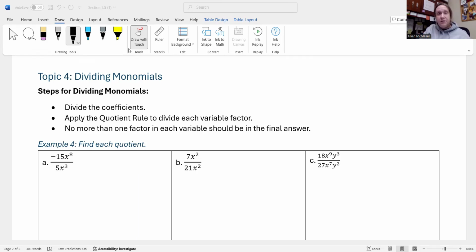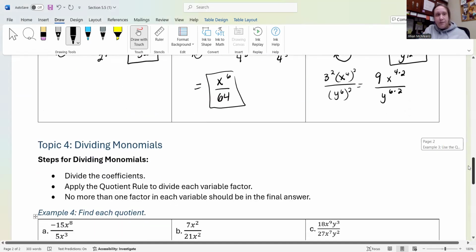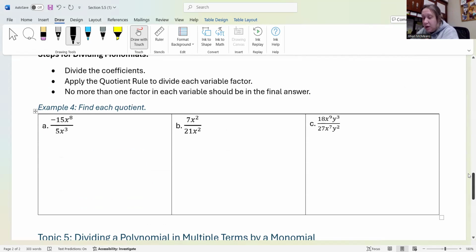So example 4 says find each quotient. Okay, so it says find each quotient. So for part A, I have negative 15x to the 8th power divided by 5x to the 3rd power.